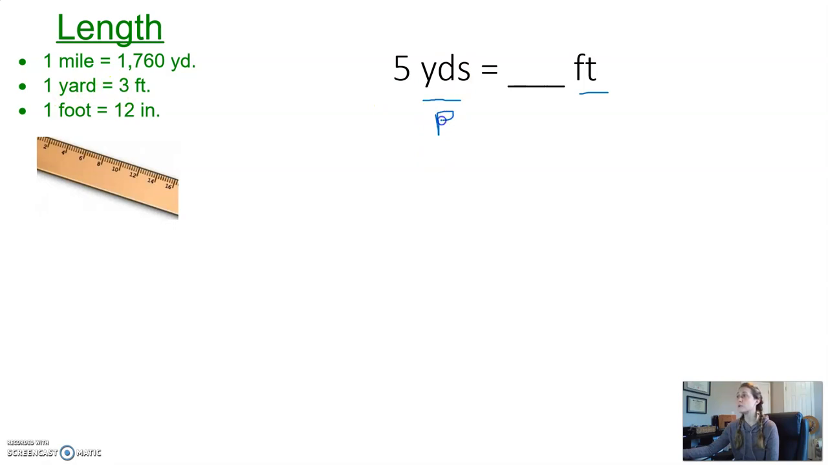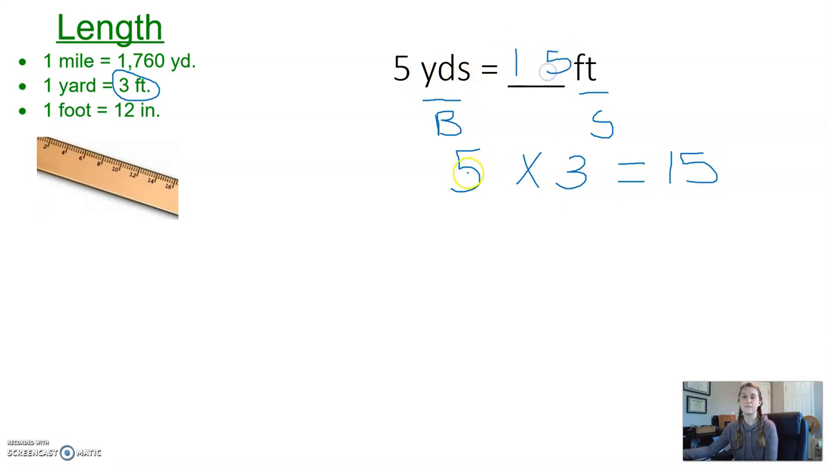So my yards is the big unit. Feet is the small unit. Big to small, multiply them all. What are we multiplying? Well, we're going to take that 5 and multiply by how many feet are in a yard. There are 3 feet in a yard, so we're going to do 5 times 3 equals 15. 5 yards equals 15 feet.